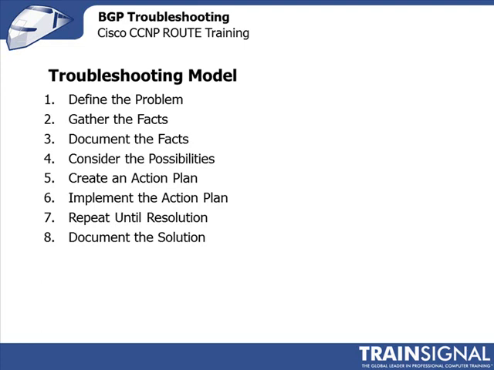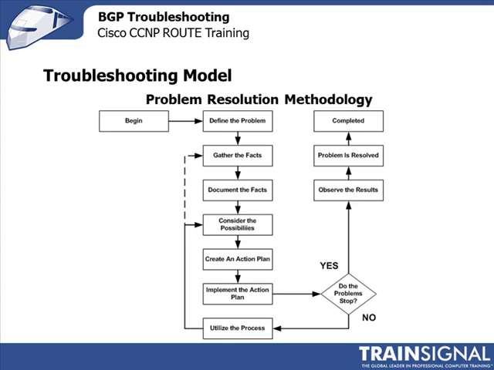What do you know for certain about this particular issue and problem? For instance, what time of day did it begin? Did it involve a certain set of users? Did it involve a certain geography, certain offices, and so forth? Next, consider the possibilities. What could be causing this? Create an action plan. Implement that action plan. Repeat until the problem is resolved, and then document the solution. This is the flow chart, which essentially goes through the same process. It is imperative to have a tried and true, bulletproof methodology when it comes to troubleshooting and problem resolution.